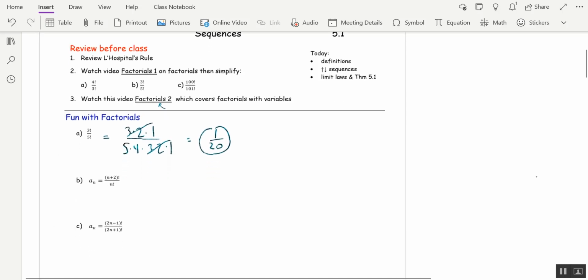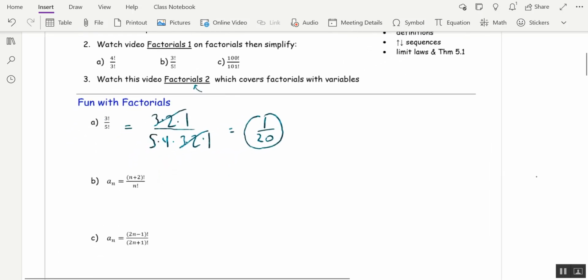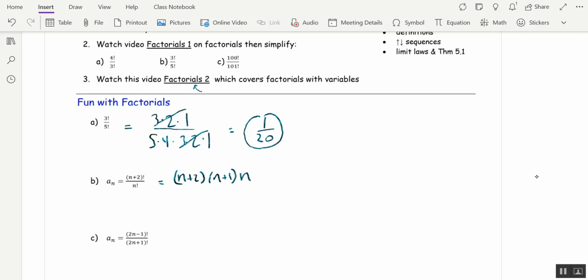More typically, in this class, we're going to have to simplify factorials that involve a variable. The principle is the same. On top, we've got n plus 2 factorial. That means we're going to take all the integers starting at n plus 2 and multiply. So the next one down is n plus 1, and then we have n, and then after that will be n minus 1, n minus 2, dot, dot, dot. We're going to go down to 1.